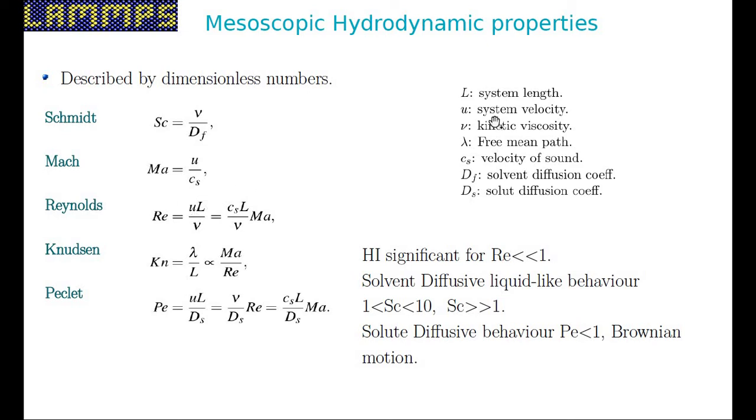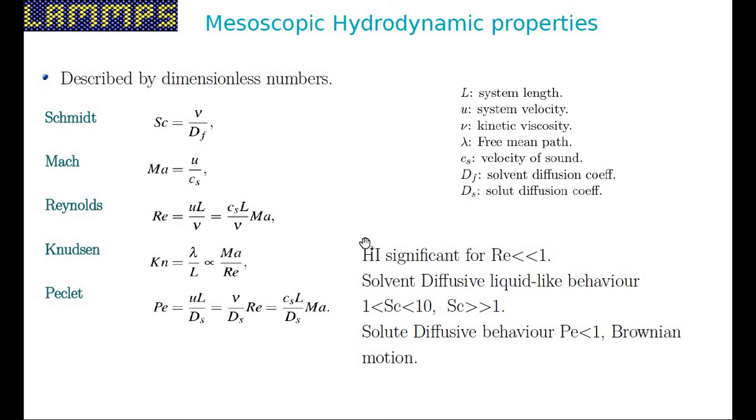So it's given by U, that is the system velocity, L, that is the system length, and nu, that is the kinematic viscosity. This number is related to the turbulence phenomenon. Then we have the Knudsen number, that is the ratio between the mean free path and the system length. Finally, we have the Peclet number, that is the ratio between the advection force and the diffusion or the Brownian motion.